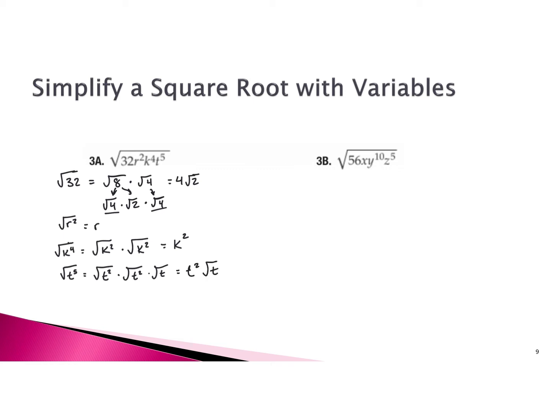So now I have all these wonderful pieces, but my answer needs to have all of them together. So I'm going to put all of them together, and I have 4r k squared t squared, the square root of 2t. And that would be my final answer.